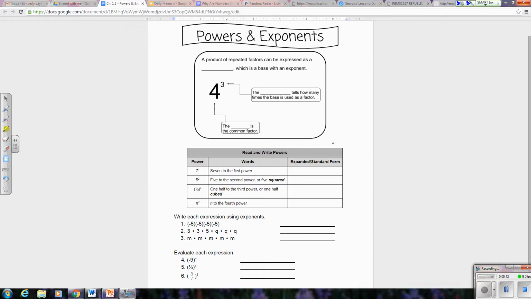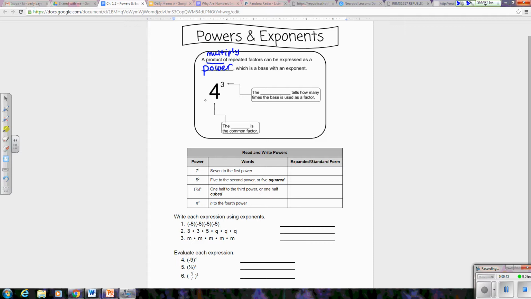Powers and exponents have to do with a product of repeated factors. And you guys, the word product right here, that means to multiply. So if you want to write multiply, that's what product means, and repeated factors. So what this is basically repeated multiplication. And repeated multiplication can be expressed as a power. So fill in the blank here as power.